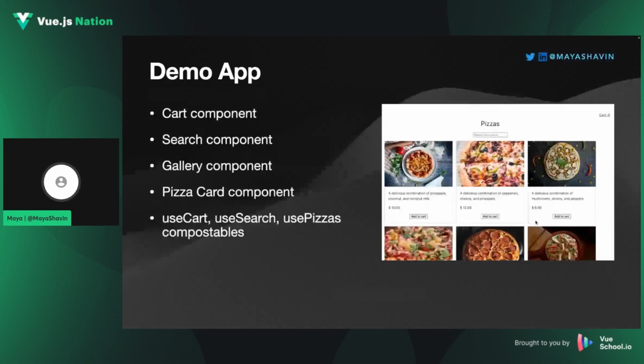Next, we're going to look at the demo app. This demo app has several components: the cart component, the search component, the gallery component, and the pizza card component that helps the gallery render the list of pizzas. All of these components are connected to one another and use different composables, which are useCart, useSearch, and usePizza, to maintain the local state. In this demo app, I'm not using Pinia, because I want to make sure we can understand component testing without using Pinia.